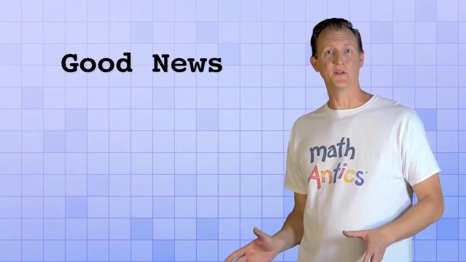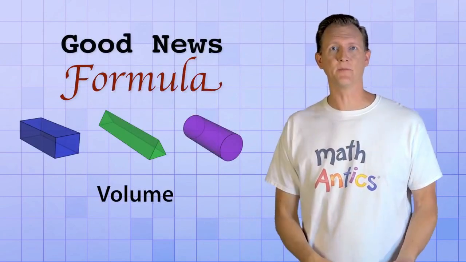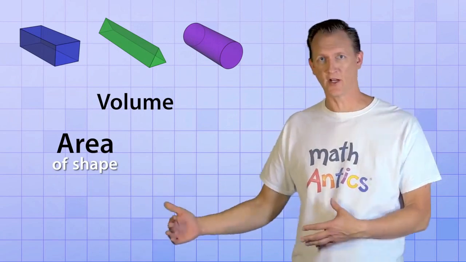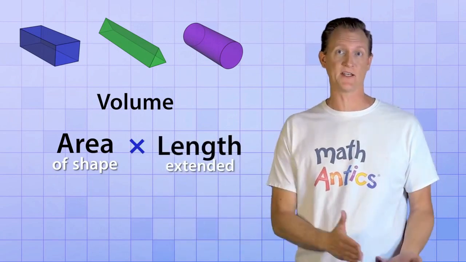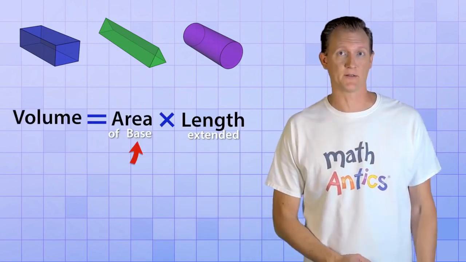Okay, so the good news is that there's a general formula for calculating the volume of these types of 3D shapes. All you have to do is find the area of the original 2D shape that got extended and then multiply that by the length or distance that it was extended. Usually, that original shape is called the base of the object.